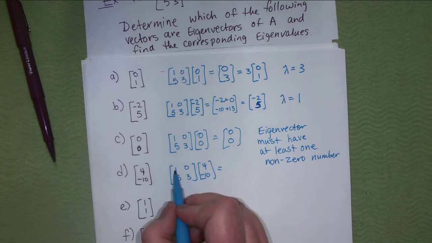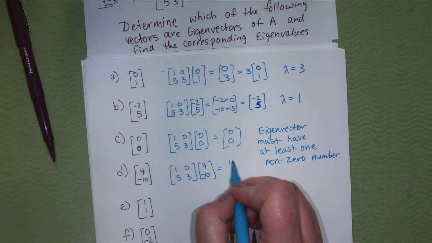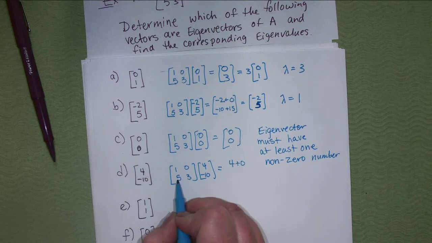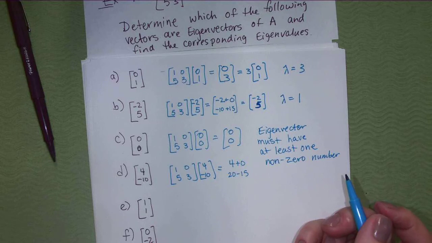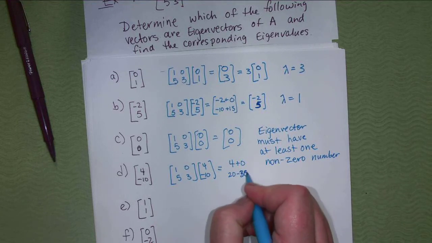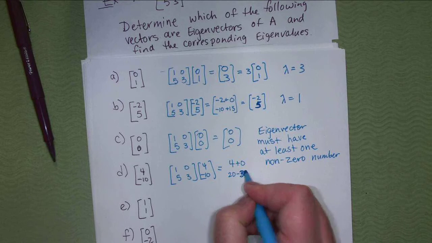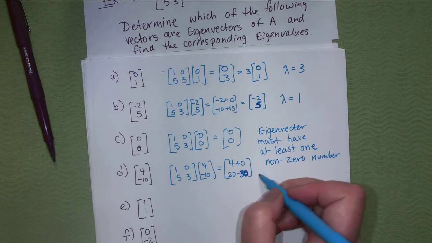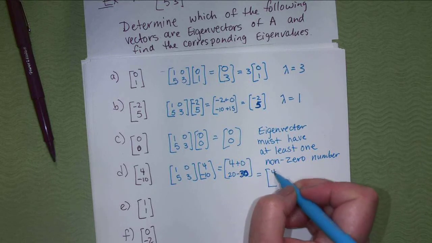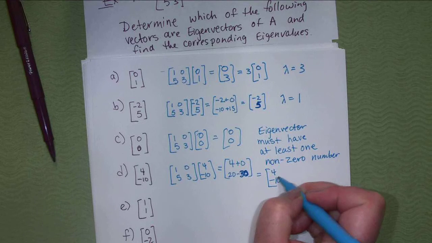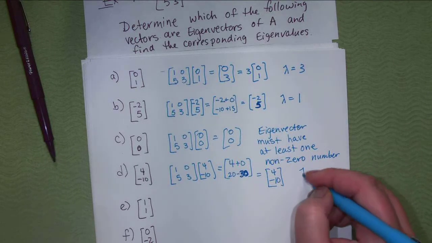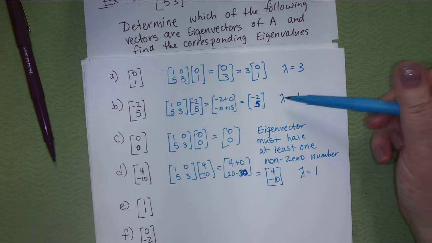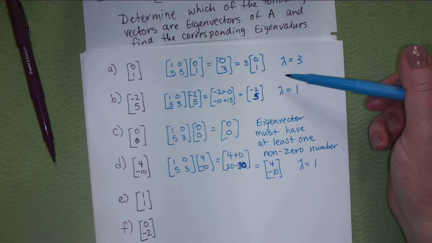So here we will get 4 plus 0 and 20 minus 30. Oh, minus 30, what am I doing? There we go. 1 again. So lambda equals 1. Now what do you notice about these two that we got lambda as 1 for?